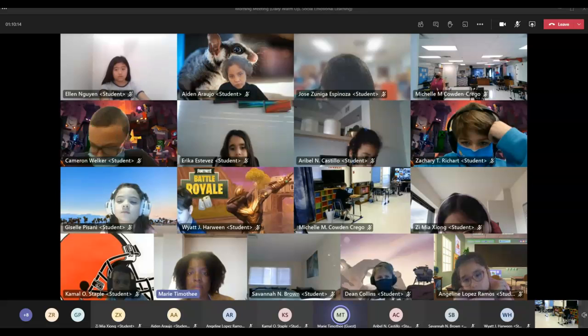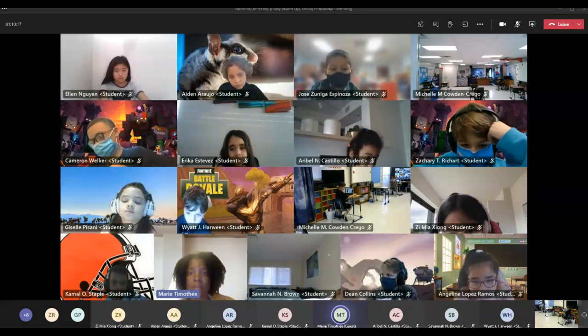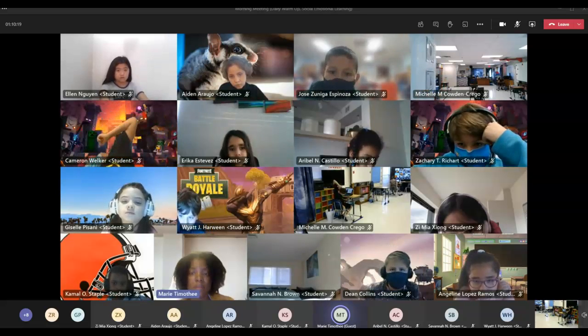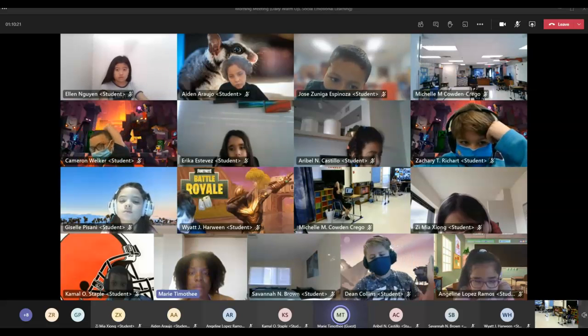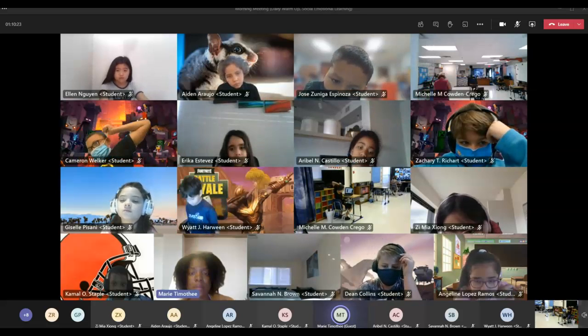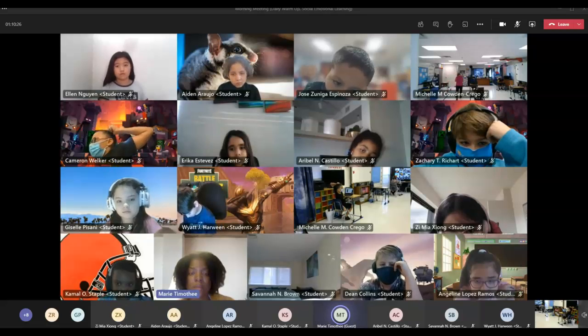Here are the steps we'll take today. First, look at text features to find a starting point. Second, use clues in the text. And third, find all evidence.